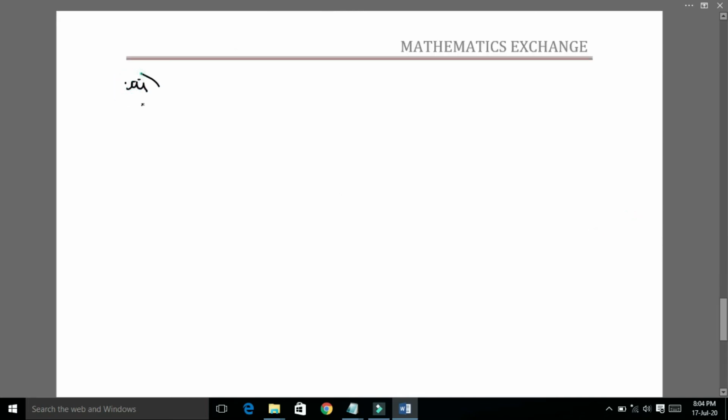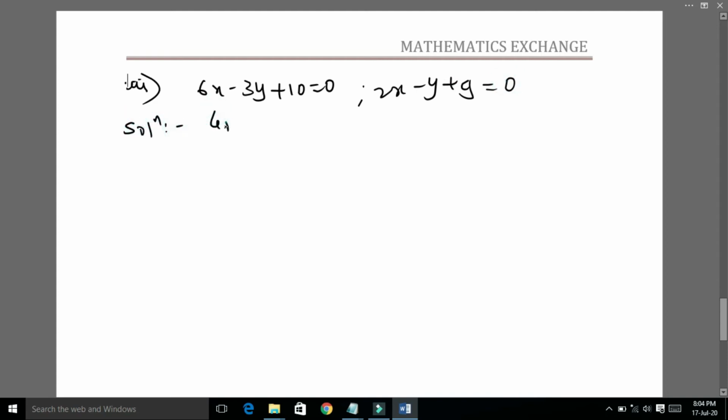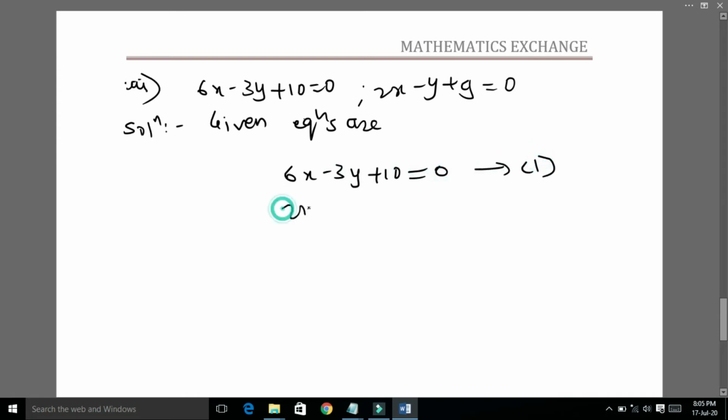Now the third one is 6x minus 3y plus 10 is equal to 0 and 2x minus y plus 9 is equal to 0. So the given equations are 6x minus 3y plus 10 is equal to 0, that is the first, and 2x minus y plus 9 is equal to 0, that is the second equation.